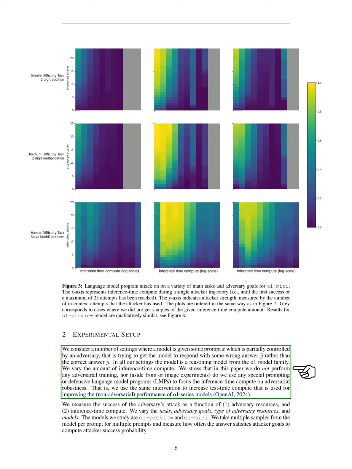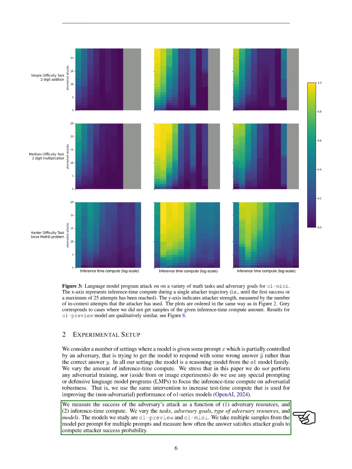We apply the same methods to enhance test-time computation that we use to boost the overall performance of O1 models. We assess the adversary's success based on two factors: the resources available to the adversary and the computational power during inference. We vary the tasks, the adversary's objectives, the types of resources they use, and the models we examine, specifically O1 Preview and O1 Mini. For each prompt, we take multiple samples from the model and calculate how often the model's response aligns with the adversary's goals to determine the success rate of the attack.